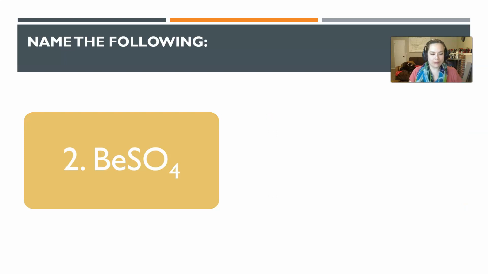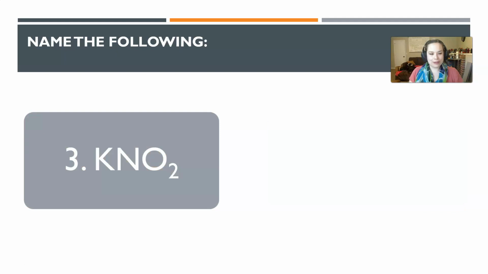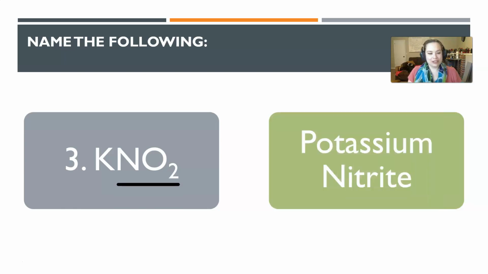Alright, so let's look at number 2, which is BeSO4. If you used your polyatomic list, you'll find that the polyatomic here is going to be SO4, which is sulfate. Be is beryllium, so this one is going to be named beryllium sulfate. 3 is KNO2. When you find the polyatomic, it's going to be NO2, which is nitrite. So the name is going to be potassium nitrite.